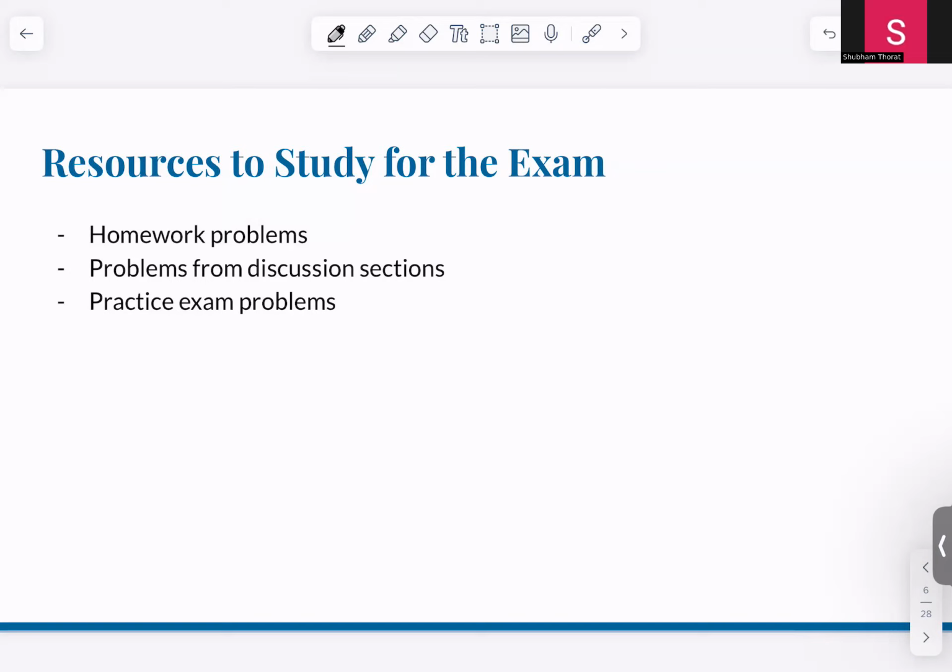So what we will do next is we will go over some questions and we will see how to apply the graph algorithms and how to do the proof and do the runtime analysis. So if you have any questions before that, please let me know.